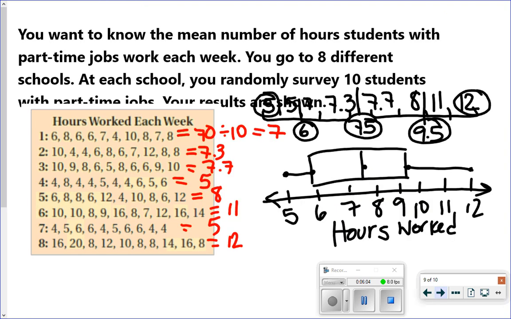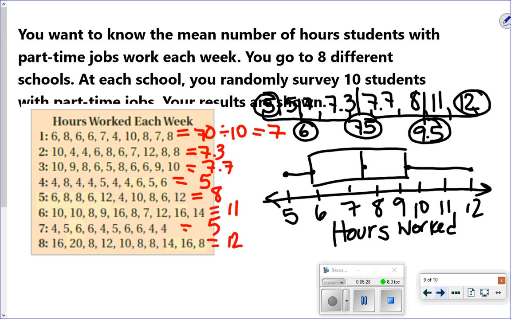Okay, so for our next problem, I have the work on here just to save time, because it would be a long time for me to go through all of this myself. It says you want to know the mean number of hours students with part-time jobs work each week. You go to 8 different schools. At each school, you randomly survey 10 students with part-time jobs. Your results are shown.